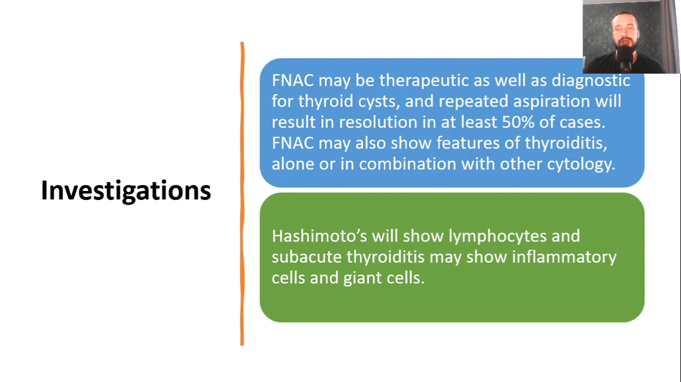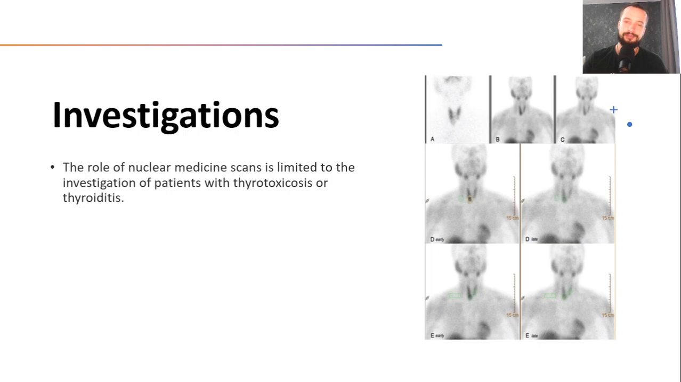FNAC may be therapeutic as well as diagnostic for thyroid cyst, and repeated aspiration will result in resolution in at least 50% of cases. FNAC may also show features of thyroiditis alone or in combination with other cytology. Hashimoto's will show lymphocytes, and subacute thyroiditis may show inflammatory cells and giant cells. The role of nuclear medicine scans is limited to the investigation of patients with thyrotoxicosis or thyroiditis.